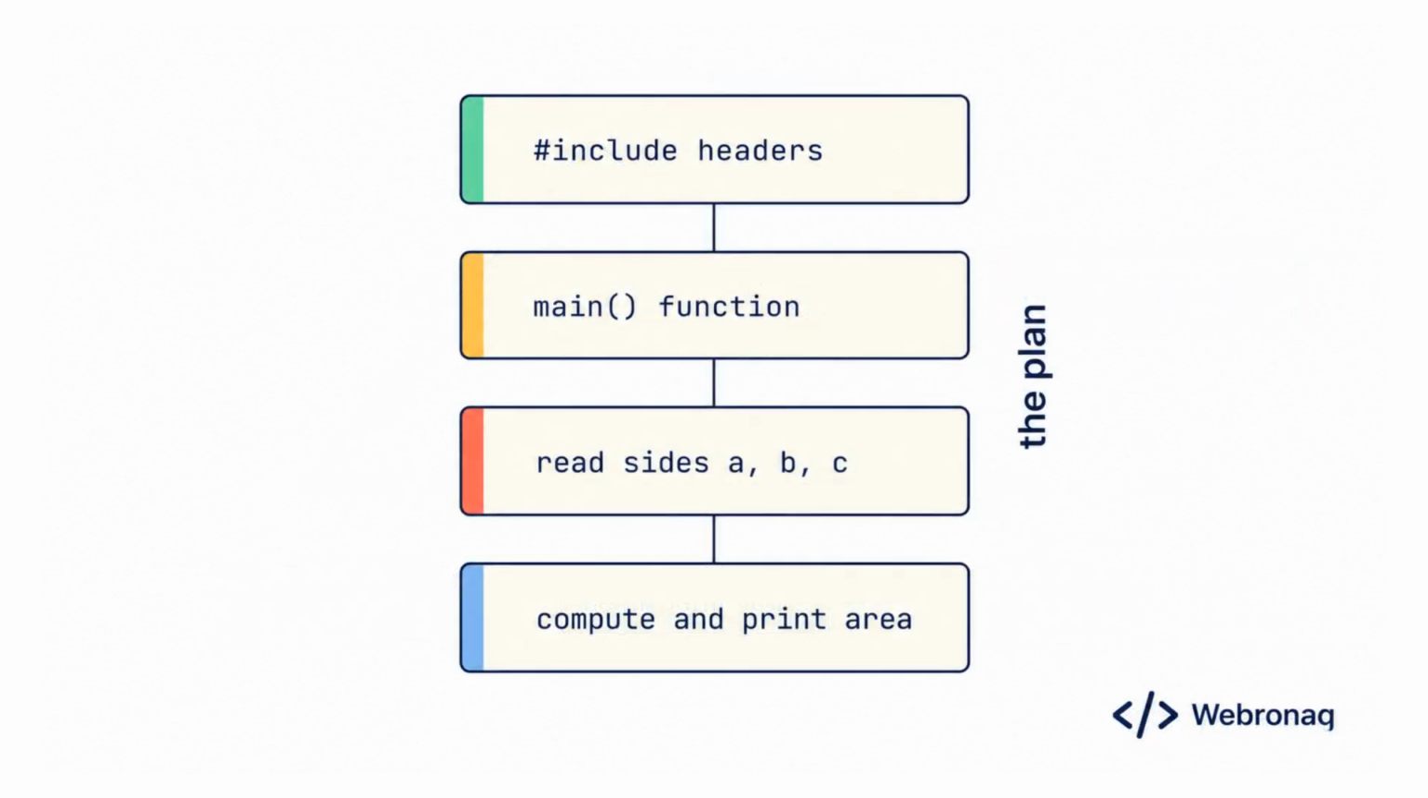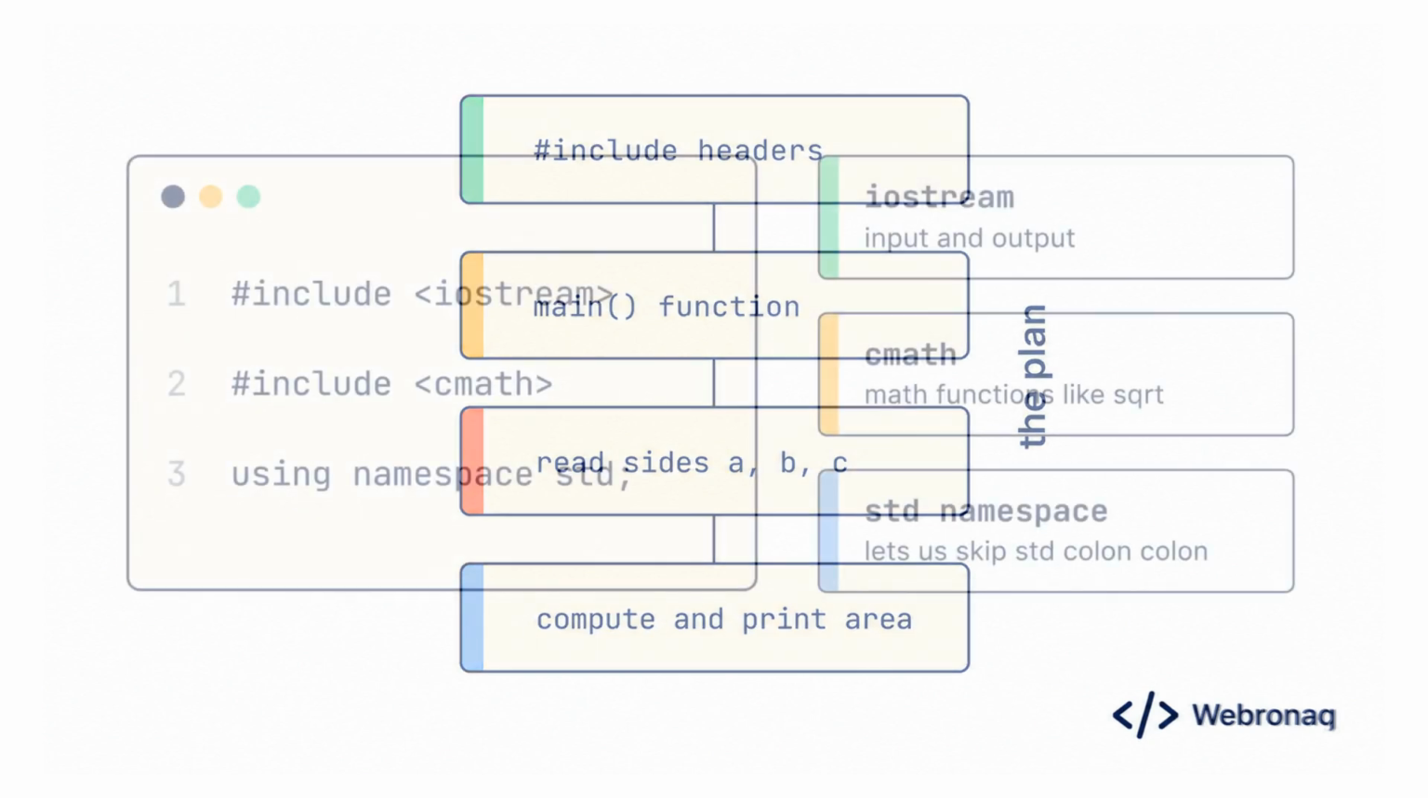Before we write any code, let's lay out the plan. Every C++ program follows roughly the same shape. First, we include the headers we need. That is how we pull in features like input, output, and the square root function. Then we have the main function, which is where execution begins. Inside main, we'll read the three sides from the user, compute the area using Heron's formula, and print the result. 4 clean steps. Let's start writing it.